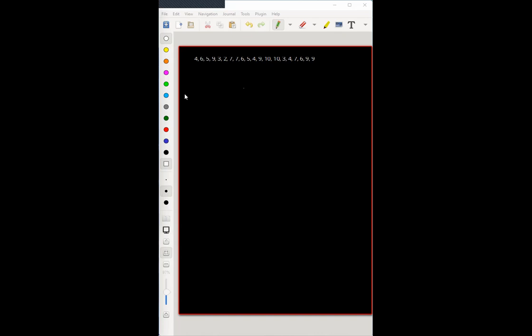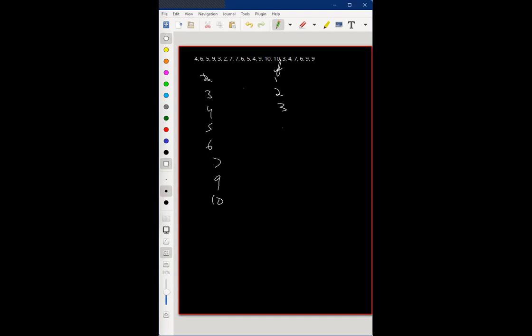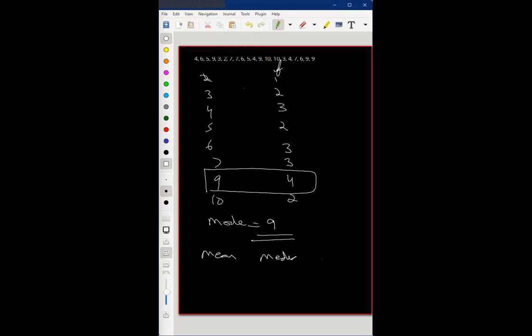Sanika, that's correct. So if we arrange this, we'll see that we have 2, 3, 4, 5, 6, 7, 9, and 10. And if you make the frequency distribution table, what we will find is the frequency is 1, 2, 3, 2, 3, 7 is again 3. This is 4 and 2. So our maximum frequency is of the value 9. So our mode in this case would be 9. Correct? Simple. So we are through with mean, median and mode, all three measures of central tendency. Any doubts in any of these three? All clear?